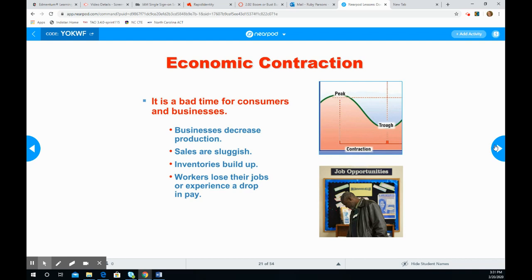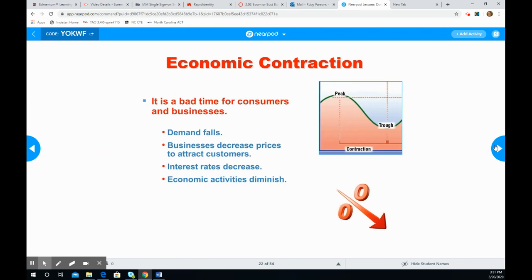Businesses start decreasing their production because sales are sluggish. People aren't spending that money. Inventory starts to pile up, collect dust, and when that happens, workers lose their jobs or they experience a drop in pay. When you're in the economic contraction, it's a bad time once again for consumers because demand is falling. We aren't wanting goods and services. And when that happens, businesses decrease the prices so that they can attract we consumers. And then interest rates will decrease. Economic activity at this point diminishes.